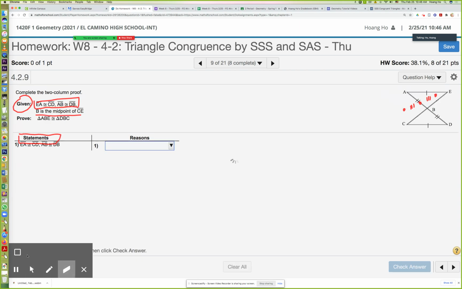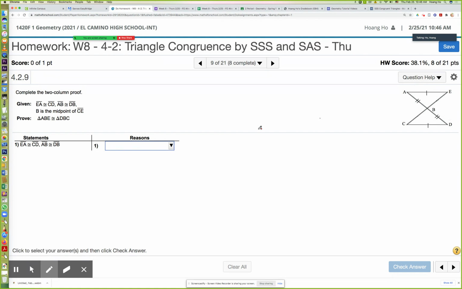Question number 9 should be very similar. Same thing, but they changed the diagram. So again, they give you B is a midpoint of CE. Therefore, CB equals EB right here. First of all, over here, EA equals CD and AB equals DB. Do you see that this is given? So the reason I should choose is given.